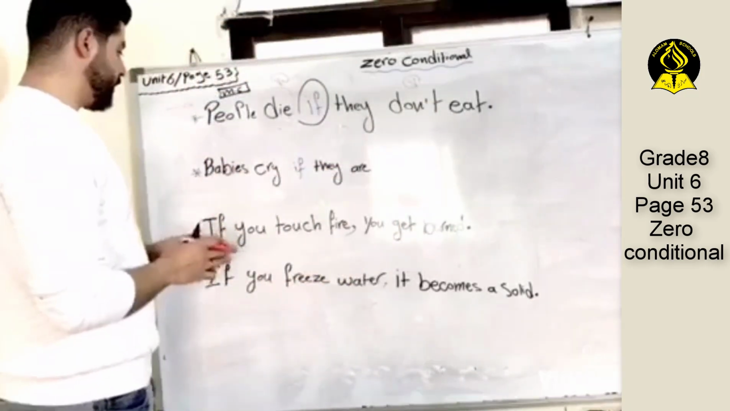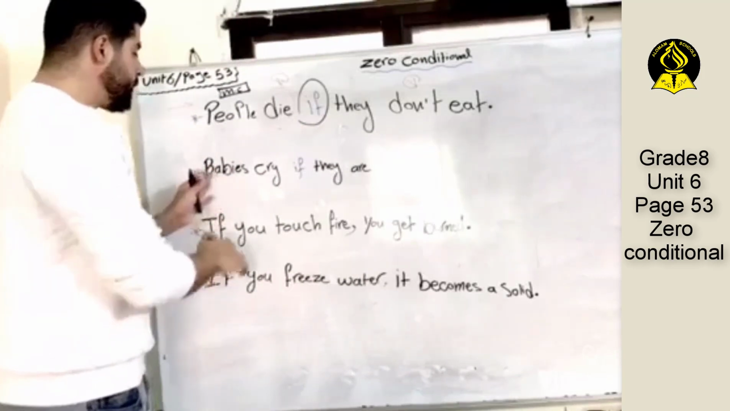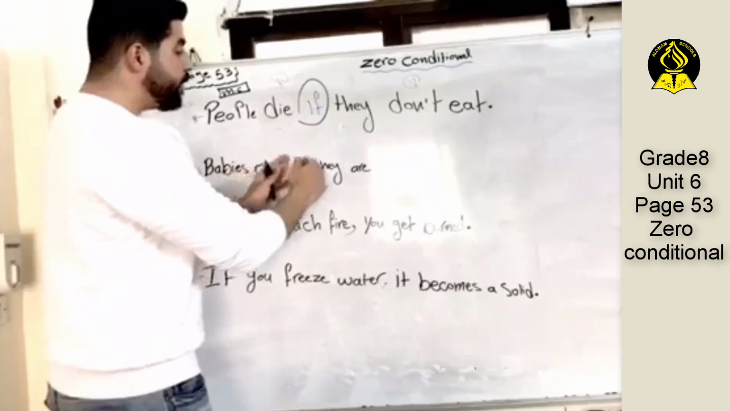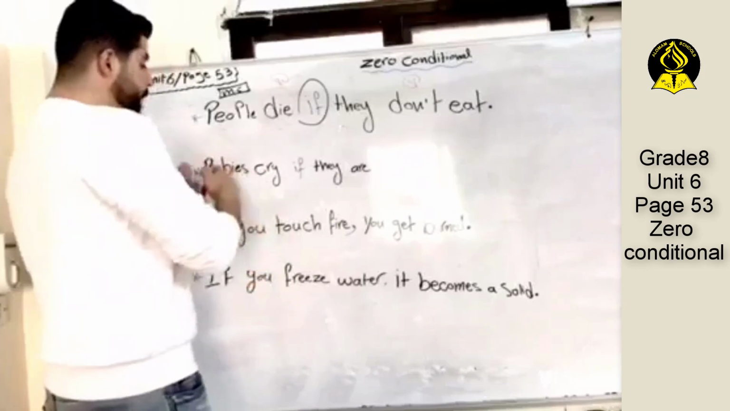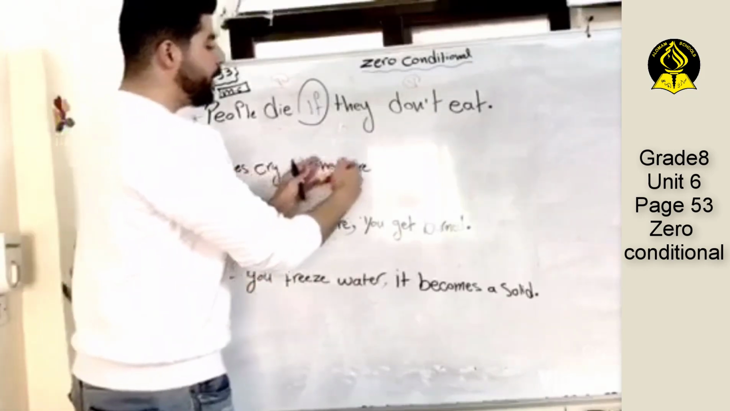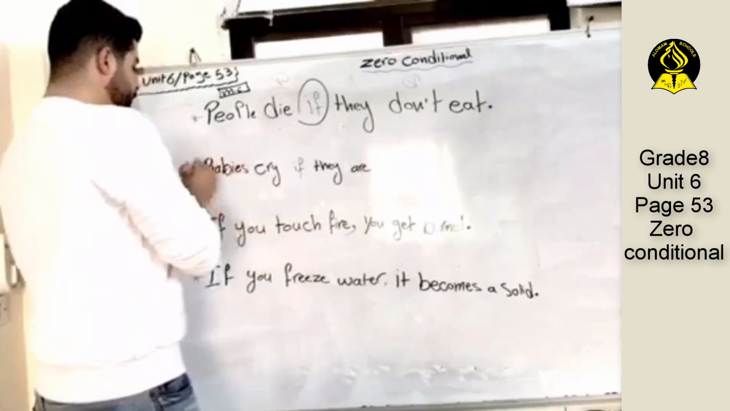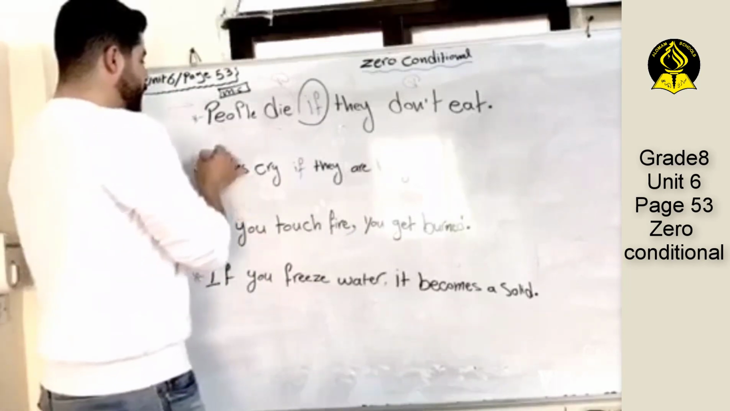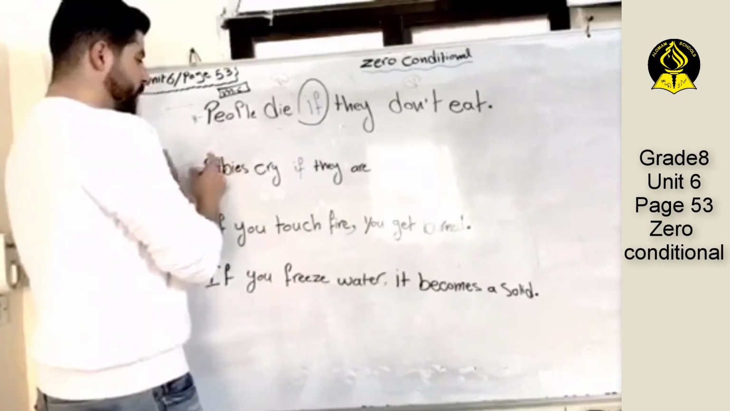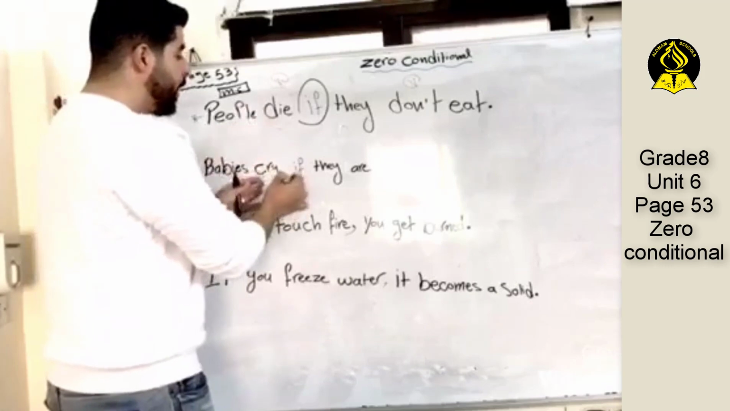Now, next sentence. Babies cry if they are hungry. So the sentence starts with what? With the main clause. The sentence starts with the main clause, so we didn't use a comma.